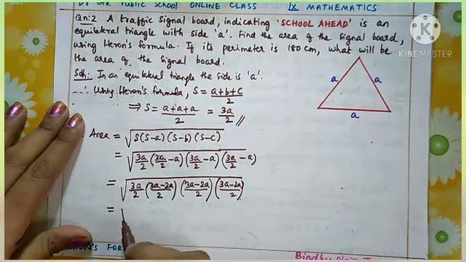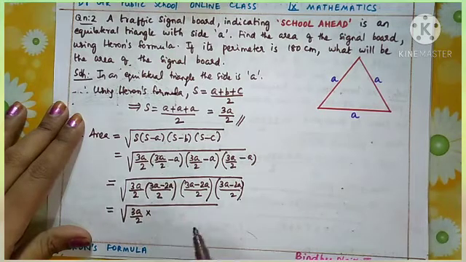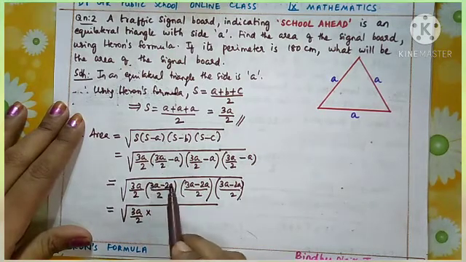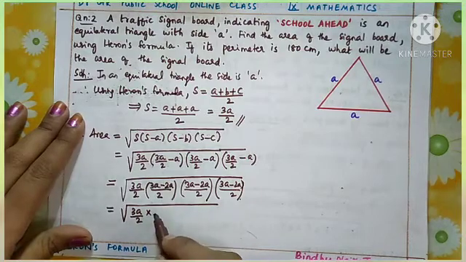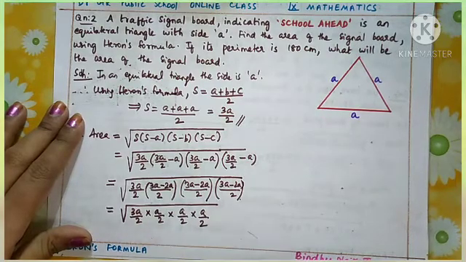Okay, yes. Now simplification, 3A by 2 into, what is 3A minus 2A? 1A. So 1A means A. A by 2 into, here also A by 2 into A by 2. Understood? Okay. Now what is the answer here?